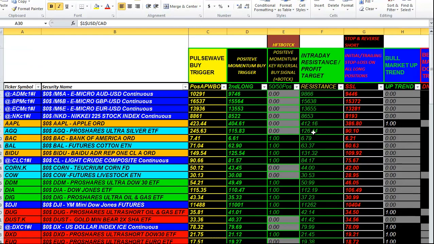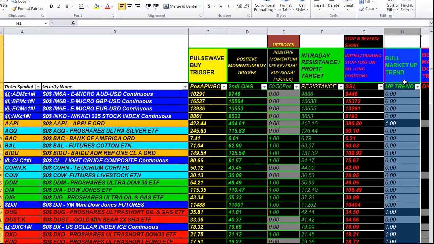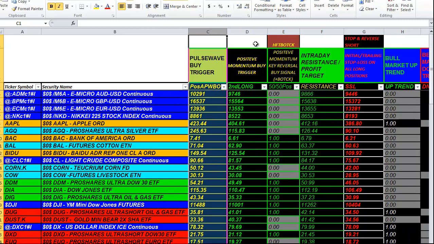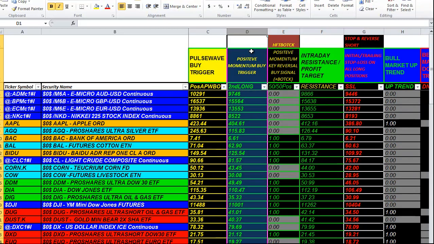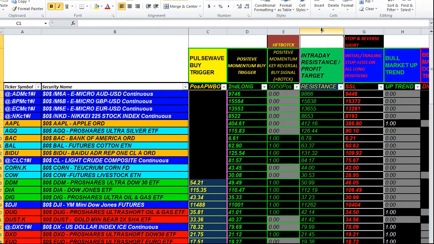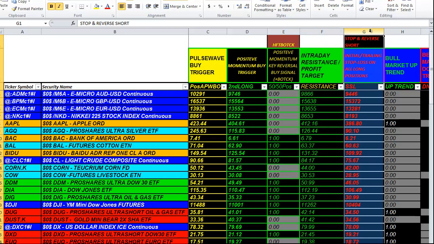Back to the quick sheet. As you can see, the first several lines are on the bull side. So lines C through H is your bullish system. If there's an uptrend and there's a 1 there, remember you're looking at column D to go long. Column C is your pulse wave. If the pulse wave price is above your long entry price, then you'll look to this price here to add to the position. And then you have your intraday resistance. You can use this as a profit target to take profit on the position. And then of course here is your stop and reverse. This is where you're going to place your stop and reverse.